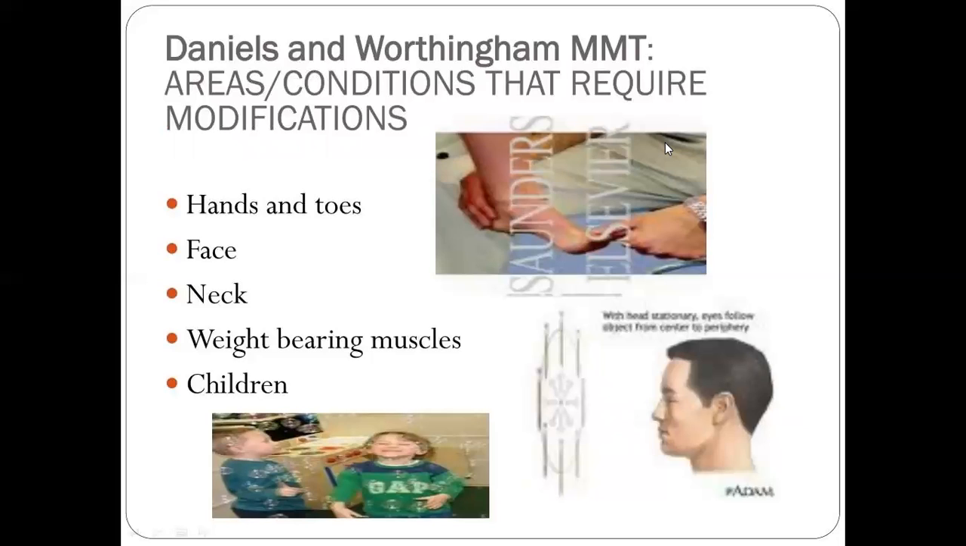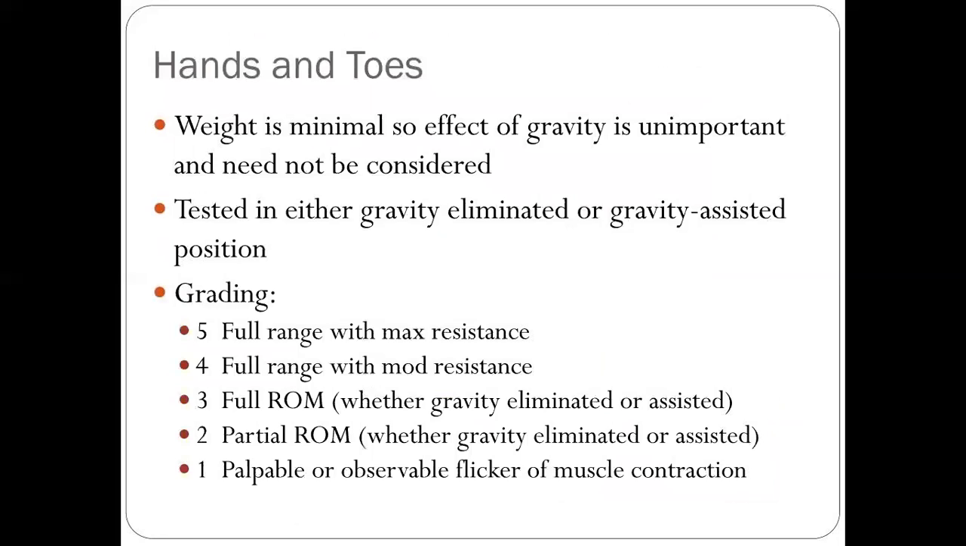Daniels and Worthingham's MMT areas or conditions that require modifications are hand, toes, face, neck, weight bearing muscles, and children. Hand and toes: weight is minimal, so the effect of gravity is unimportant and need not be considered. Test in either gravity eliminated or gravity assisted position.